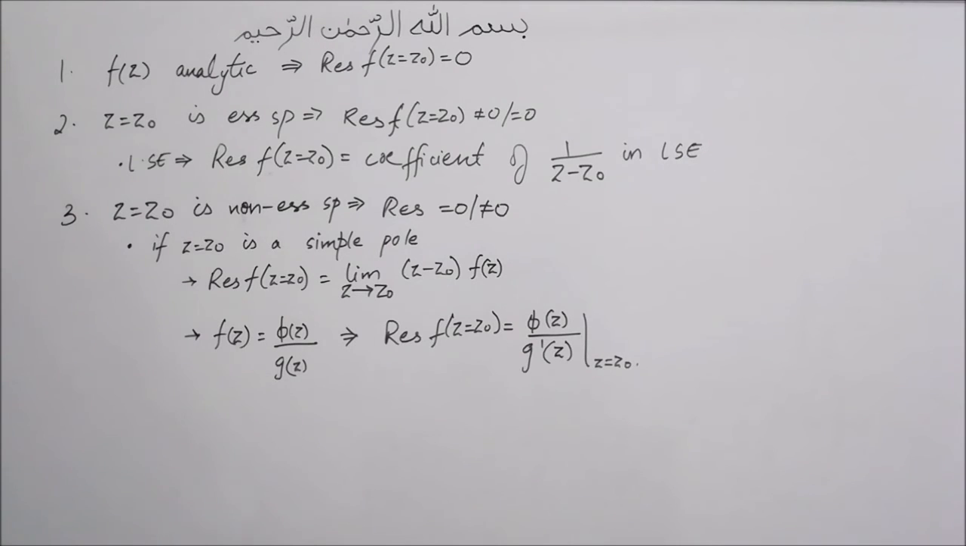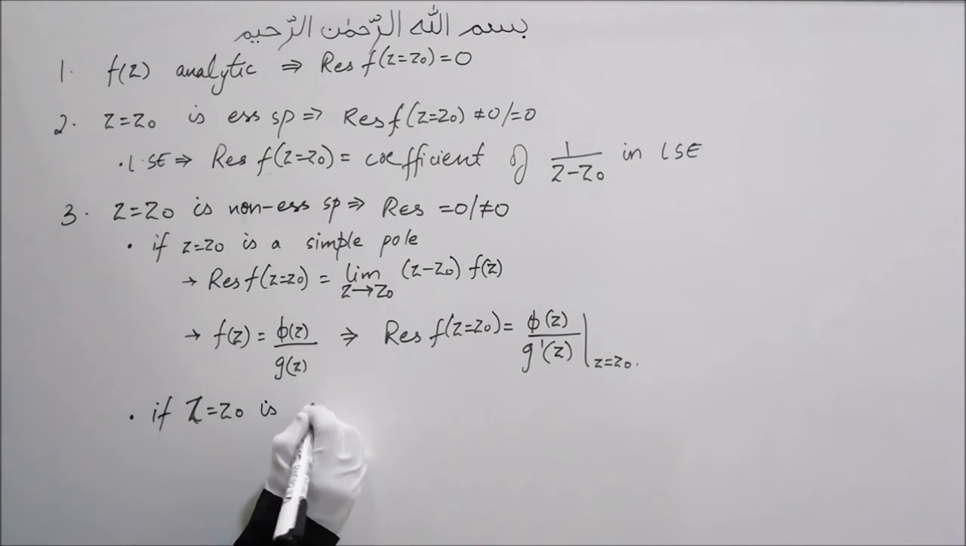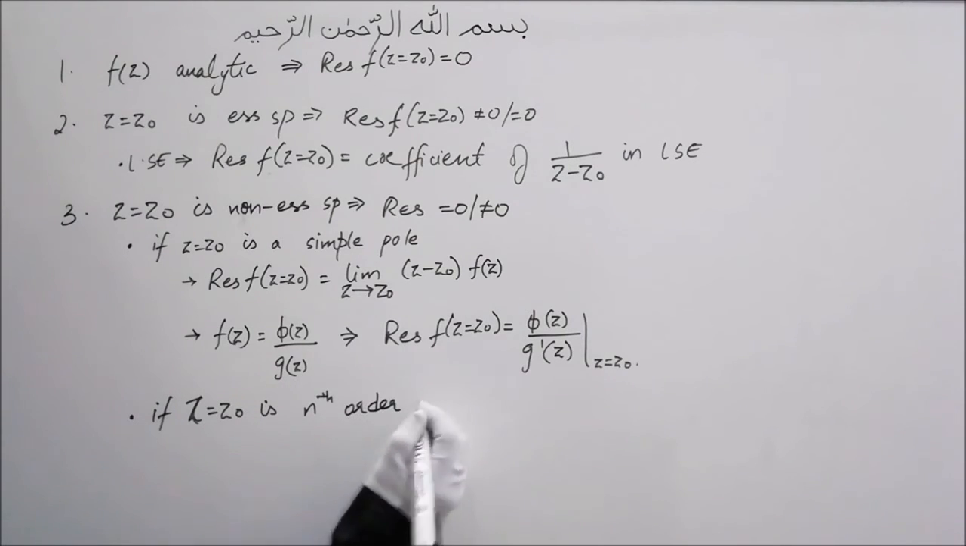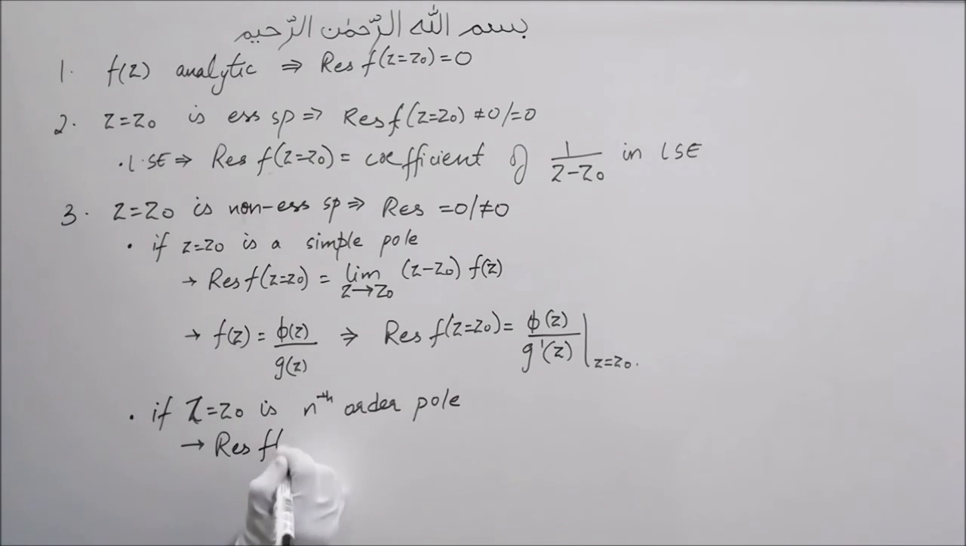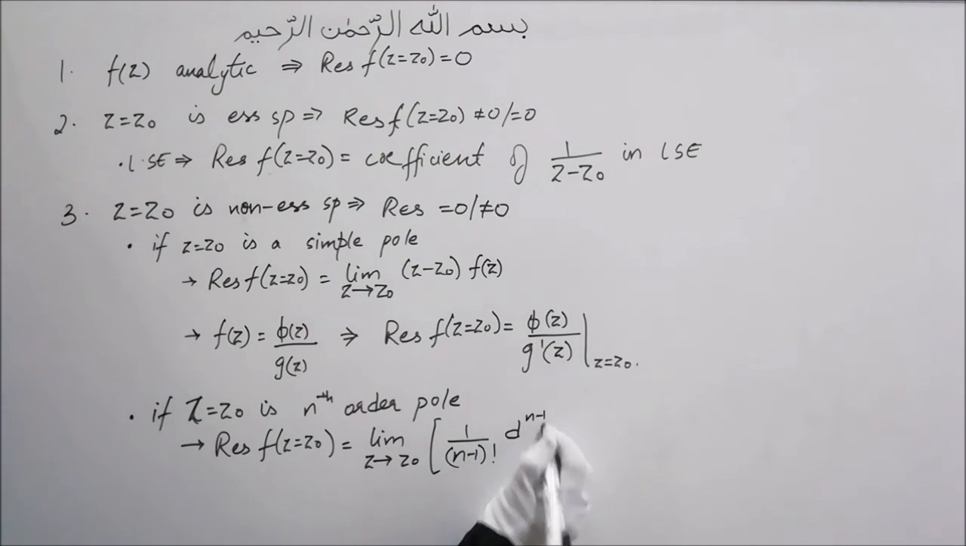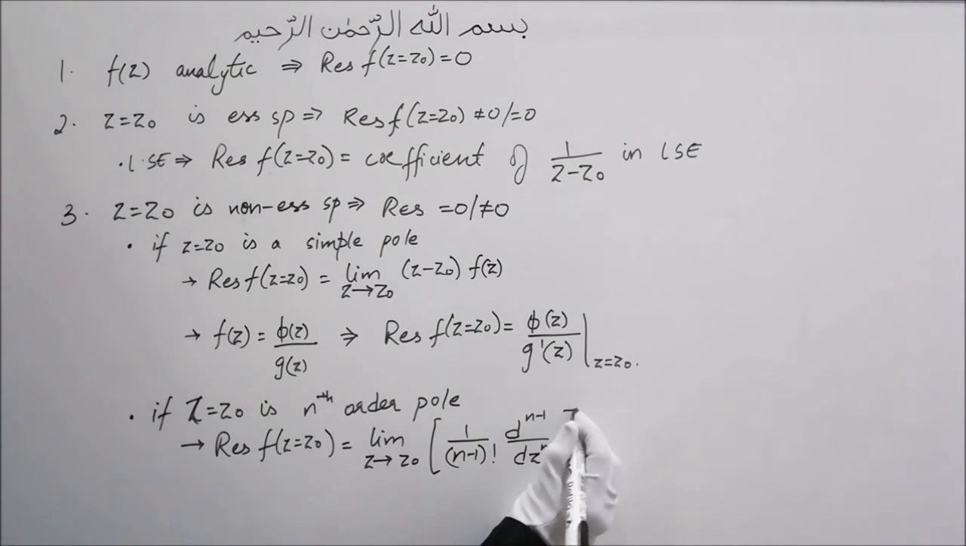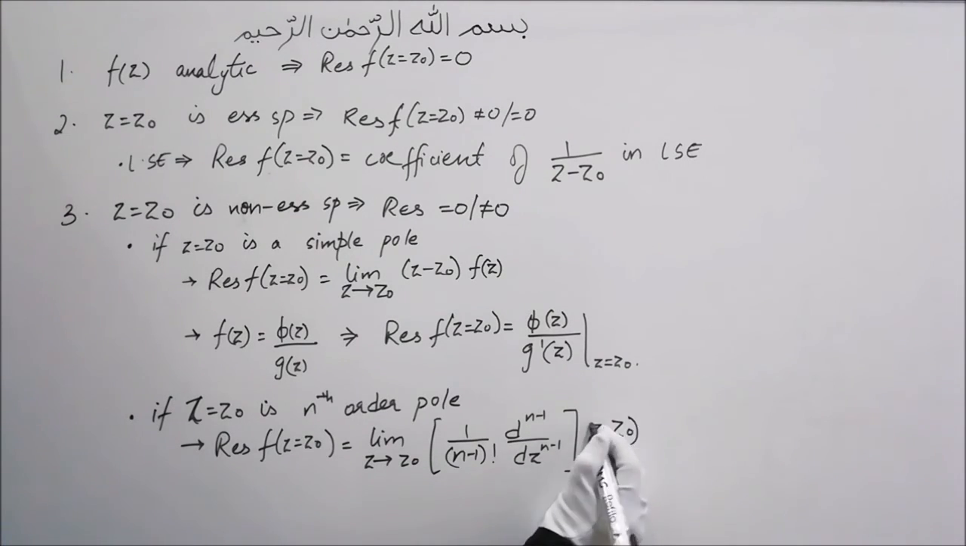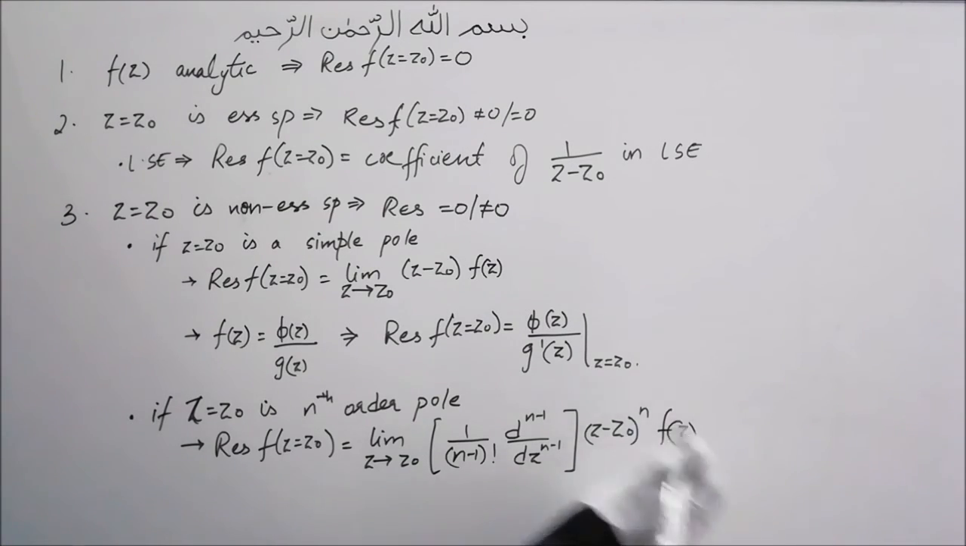But when the denominator can be written in factorized form, we will use this equation, otherwise we will use this equation. Now if z equals z0 is an nth order pole, then the residue of the function at z equals z0 will be equal to limit z tends to z0, 1 by (n minus 1) factorial, d raised to n minus 1 upon dz raised to n minus 1, of (z minus z0) the whole raised to n, f of z.